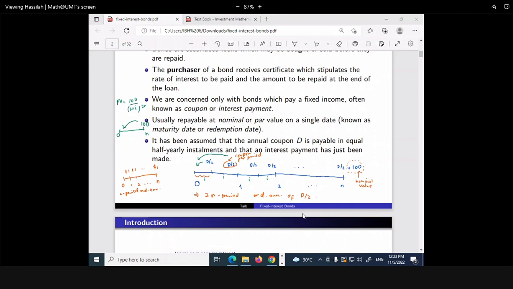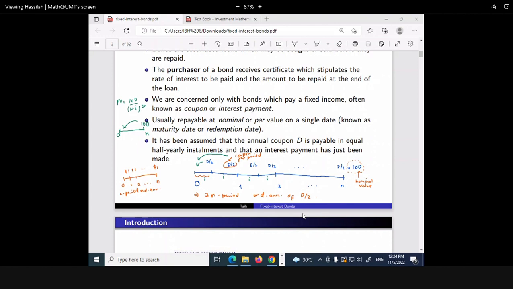Okay, so when it makes an annuity, if we consider that the interest rate is the same for each period, then we may use the annuity concept, the present value concept, so that you may calculate or compute the value of the bond, so that you know whether the bond is worth for you to purchase. Okay, whether it is a good investment or not.